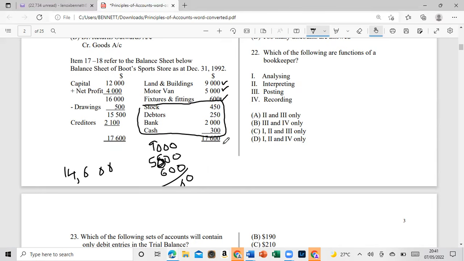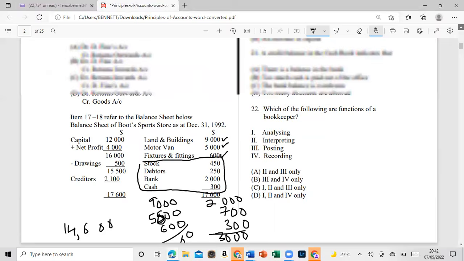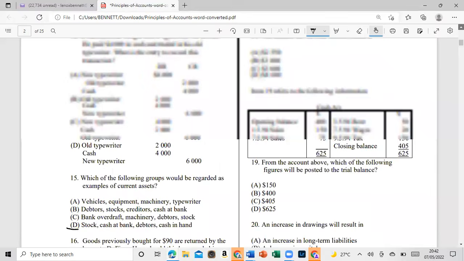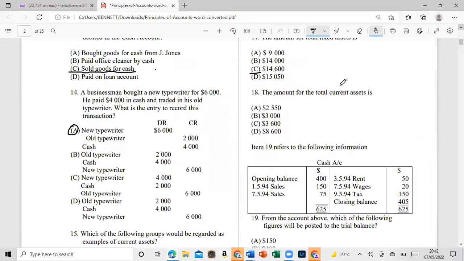So 450 and 250, that will be 700. All right, 300, that matches up nicely. And then 2,000. All right, there is 3,000. Let's look at what letter it is. We could have subtracted 14.6 from 17.6 and I would have gotten the answer, which is 3,000. I was just nervous to do it that way. But either way, it was B. So 18 would be B.